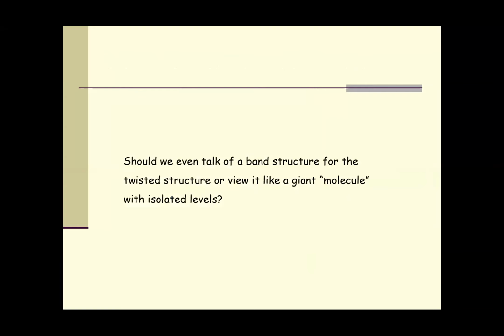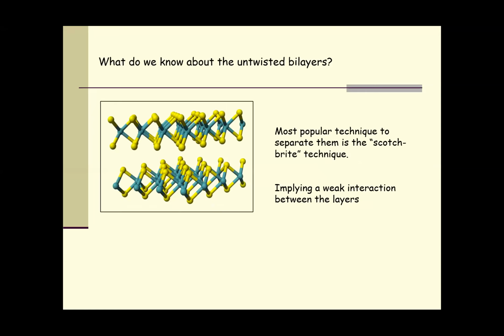Well, then should we even talk about a band structure for these twisted structures, or should we view them just as a giant molecule with isolated levels in them? But let's take a step back and look at what we know about the untwisted bilayers, which have been around for a much longer time. The most popular technique, which also started this field, was that you could separate them using just Scotch tape, which actually meant that you had a very weak interlayer interaction between the layers, so that a very small energy cost was involved in removing one layer from a stack of layers.